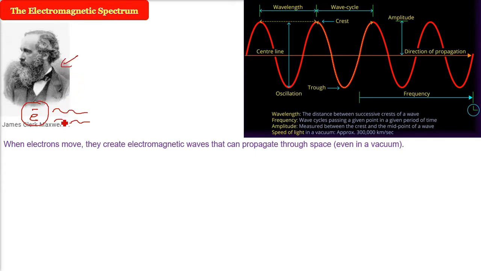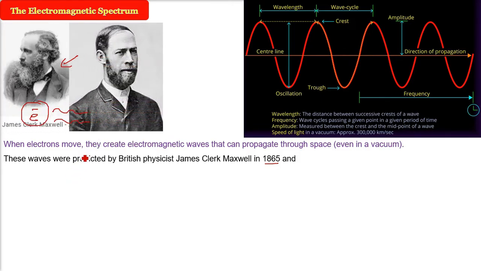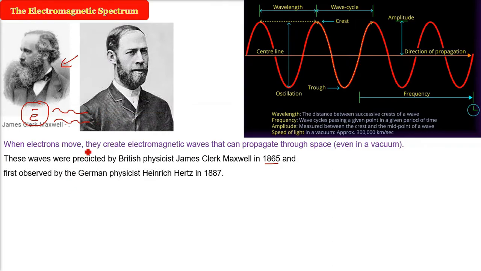Now here is a great name, James Clerk Maxwell. He was a British physicist, and he was the first to predict these electromagnetic waves in 1865. Then came the German physicist Heinrich Hertz. He observed it first. So predicted by Maxwell, observed by Hertz in 1887.